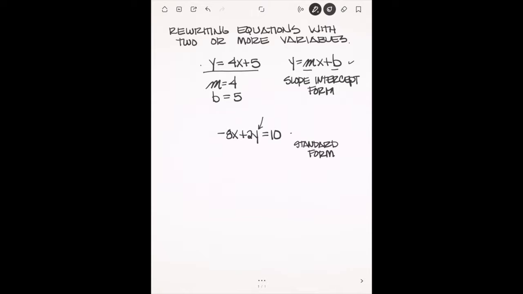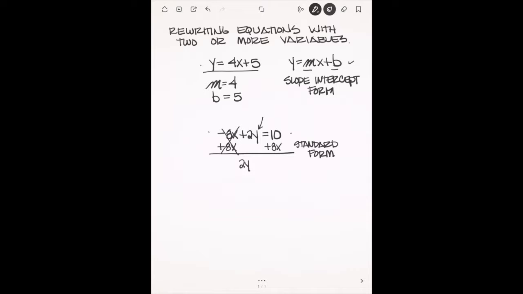So if I wanted to move this negative 8x to the other side, what would I have to do? Well, I would have to do the opposite of what's happening. I am subtracting 8x, so to get rid of it, I'm going to add it. And if I add it to one side, I have to add it to the other side too. Now, why did I do that? Well, these cancel out, and I'm left with just 2y. So I'm working towards getting y by itself. I just got rid of the minus 8x and moved it to the other side.